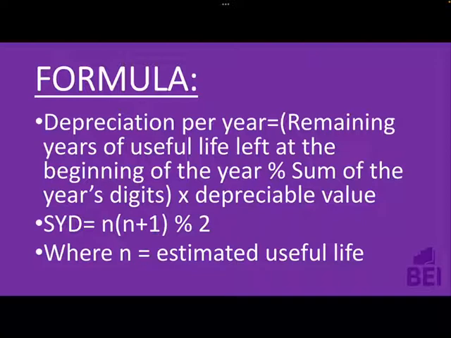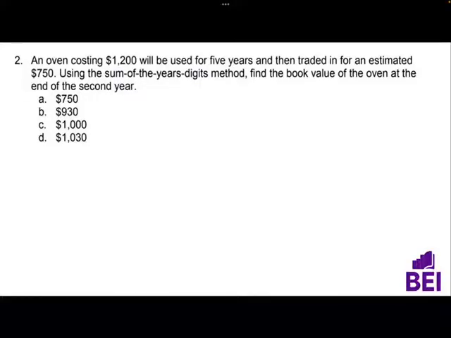I'm going to move on to the question, and hopefully everything becomes much clearer. So it says an oven costing $1,200 will be used for 5 years and then traded in for an estimated $750. Using the sum of the year's digits method, find the book value of the oven at the end of the second year. So the book value here is basically the value of the oven at the end of the second year after it's gone through that depreciation in the first 2 years.